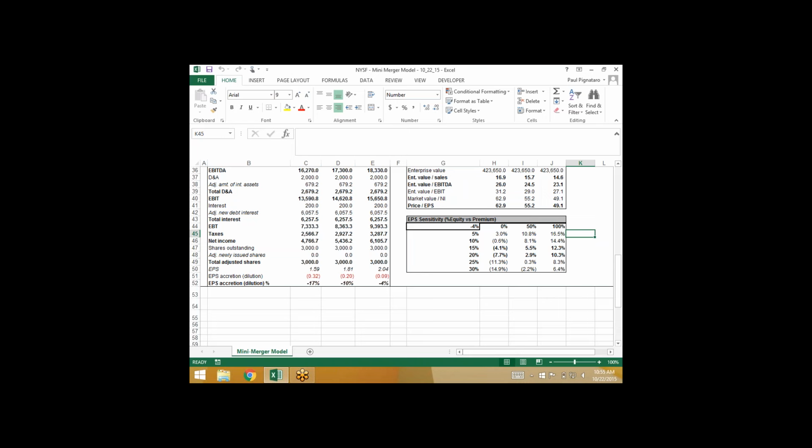In this case, raising equity is less dilutive. Why? Why is raising equity less dilutive? It could deal with the stock price. What is the variable? What is the impact when raising equity versus raising debt? What's the variable that we look at? When raising equity, it's the stock price. When raising debt, it's the interest.